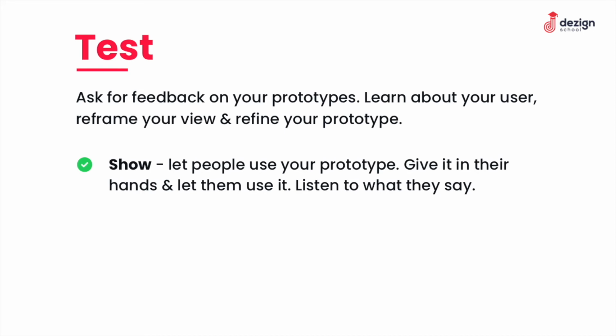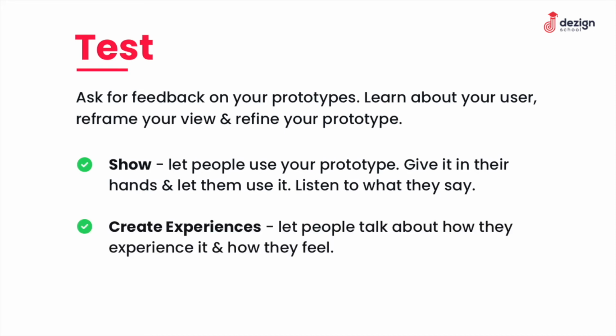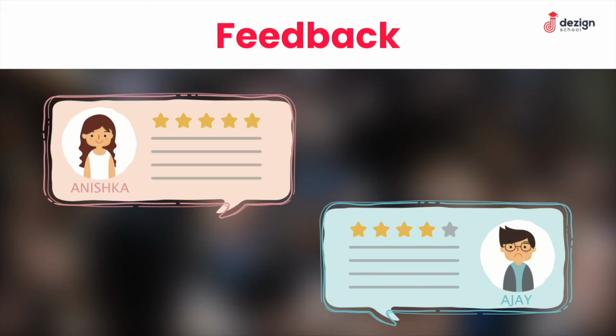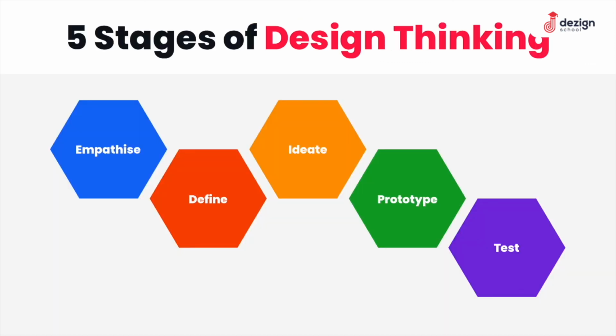In the test, we share our prototype with the users so that users are able to interact with our product and give us valuable feedback. And we improve our product through those feedbacks. So these are the 5 stages of the design thinking process. We refine our product, whatever feedback we got after the testing.